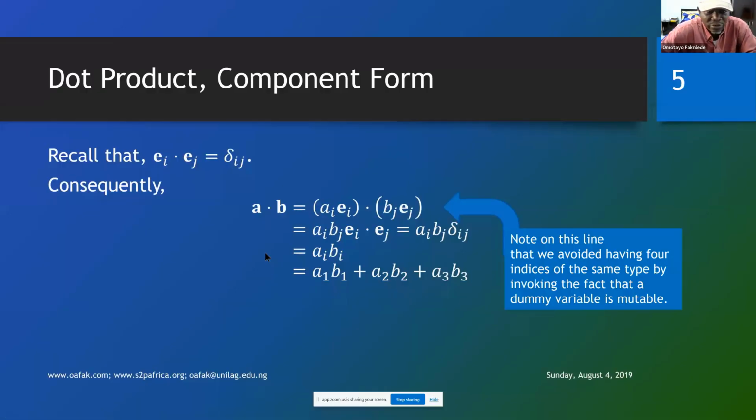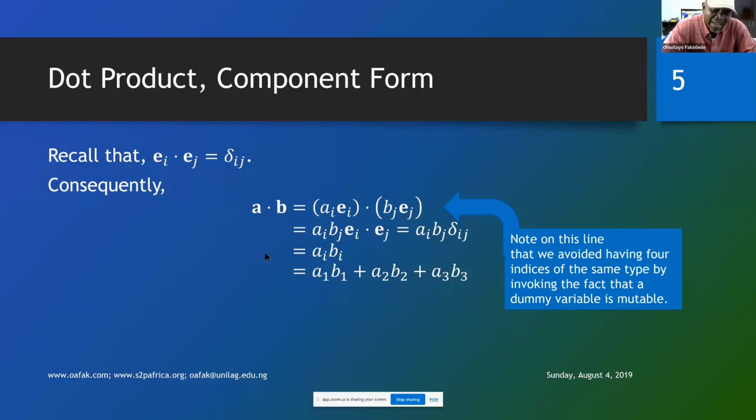We start with the dot product. Recall that Ei dot Ej. Remember that instead of i, j and k, we use e1, e2, and e3. If we call it Ei, i goes from 1 to 3, or Ej, j goes from 1 to 3, we are still saying the same thing. So Ei dot Ej is delta ij.